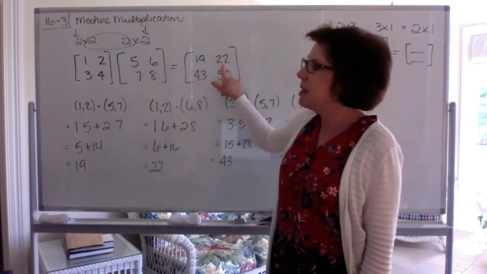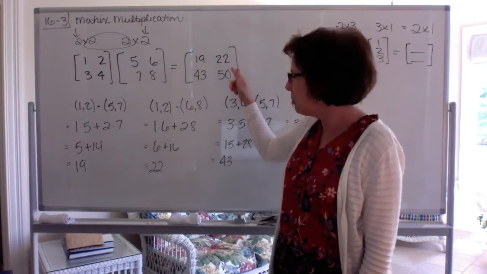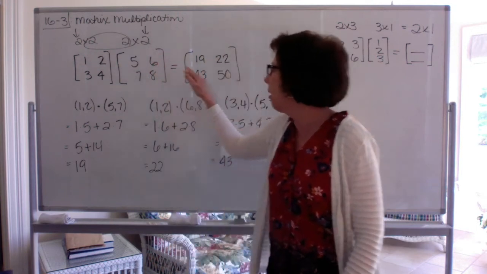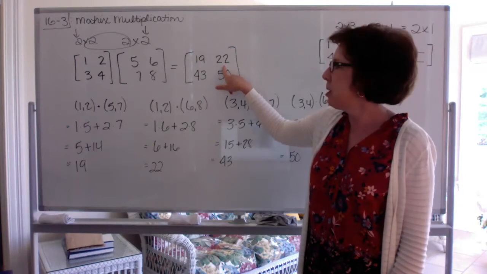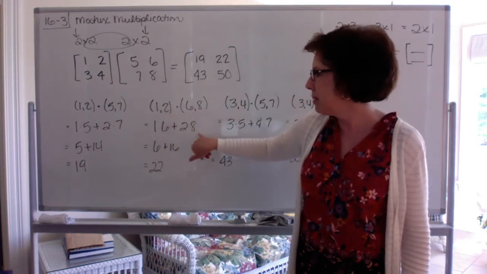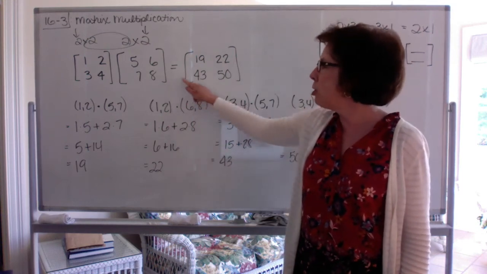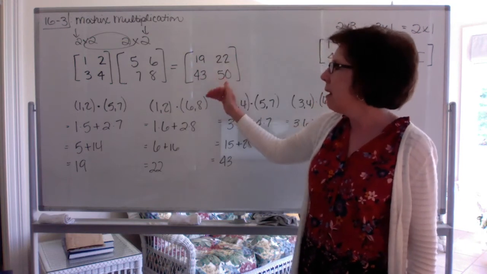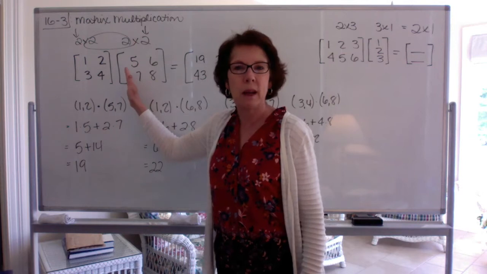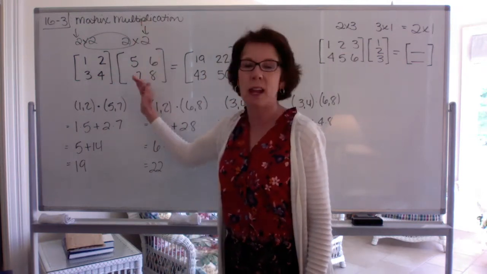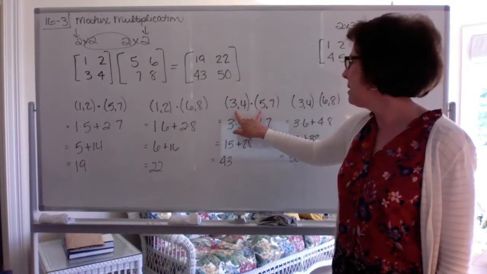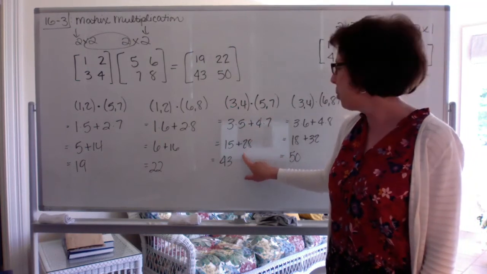Now let's go to this position here. This is row 1, column 2. So I'm going to multiply row 1 elements by column 2 elements to get my row 1, column 2 product in this position. Okay, so I have 1, 2 multiplied by 6, 8. I take 1 times 6 plus 2 times 8, and I get 22. Let's go down to row 2, column 1. Row 2, column 1, I'm going to multiply row 2 from the first matrix by column 1 in the second matrix. So 3, 4 is my first pair, 5, 7 is my second pair. And so I'm going to do a dot product here, 3 times 5 plus 4 times 7. Gives me 15 plus 28, which is 43.